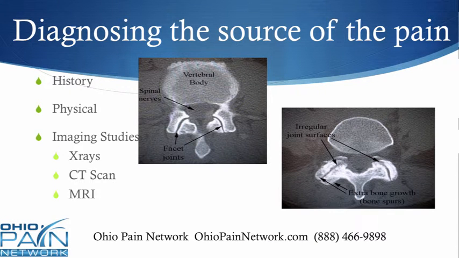Now, diagnosing the source of pain can be difficult. It involves a history, physical examination, and then looking at imaging studies such as x-rays, CAT scan, or an MRI. Here's a CAT scan looking at a slice of the vertebral body, spinal canal, and then these are the facet joints. See how nice they look? And then when you look at these, look how arthritic they look. You can barely see the joint. There's a lot of bony overgrowth, bone spurs.